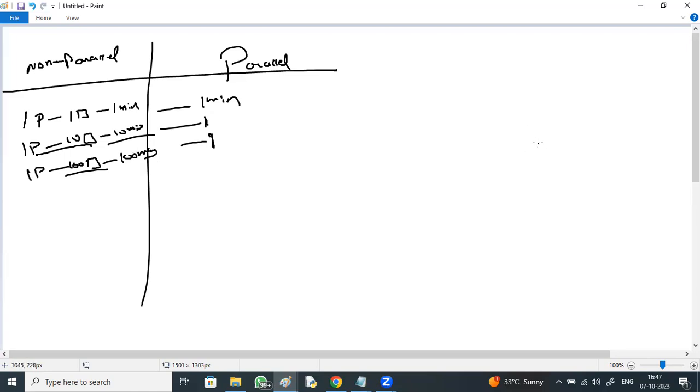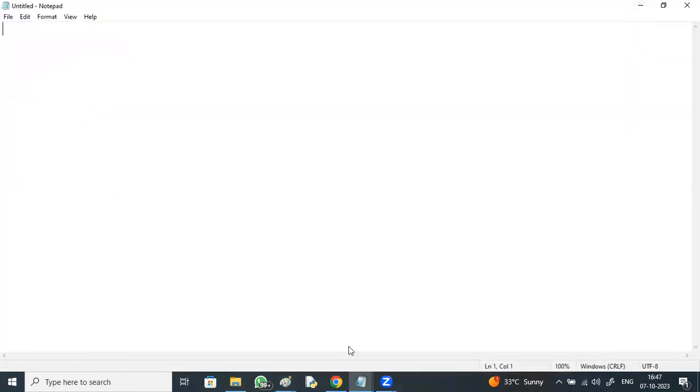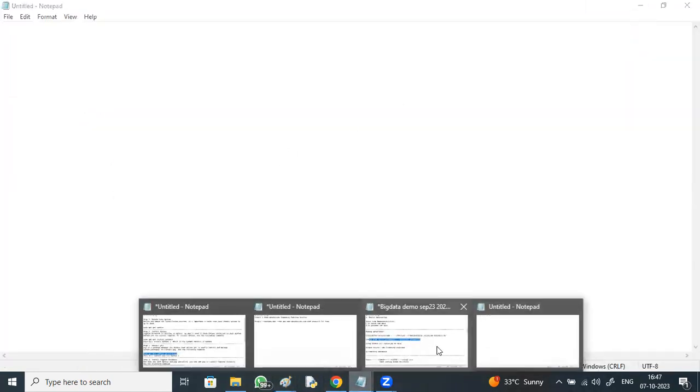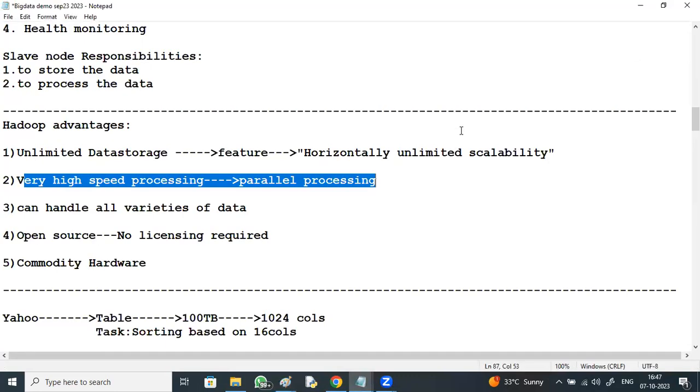In the same way, in our systems, multiple systems. There we say 10 people, here 10 systems or 20 systems, right? Running parallelly. Very high speed processing because of parallel processing.